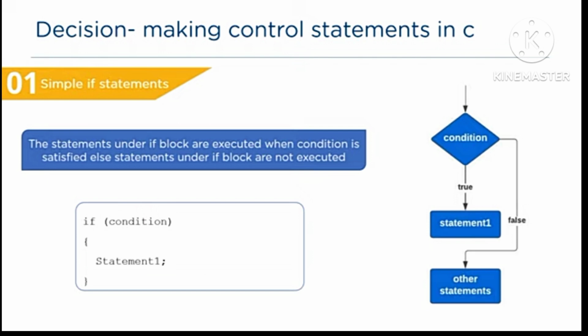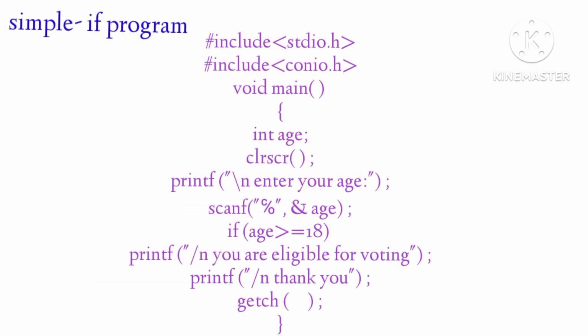First one, simple if statements. The statements under the if block are executed when the condition is satisfied; otherwise the statements under the if block are not executed. This is the syntax of the simple if statement, and this is the flowchart of the simple if statement. And this is the program of the simple if statement.